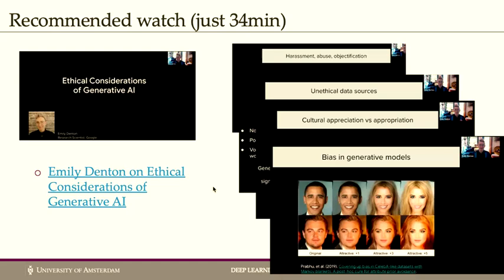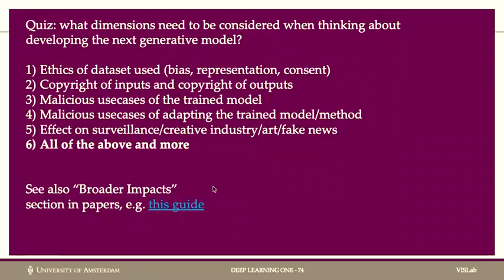And of course, there's even more problems nowadays. So for example, well, this is not really a quiz, but what dimensions need to be considered when thinking about developing the next generative model? One, ethics of data set used, bias, representation, consent, copyright of inputs and copyright of outputs. Two, malicious use cases of the trained model. Three, malicious use cases of adapting the trained model or method. Four, effect on surveillance and creative industry, art, and fake news. And of course five is the solution, because that's not even all of this.